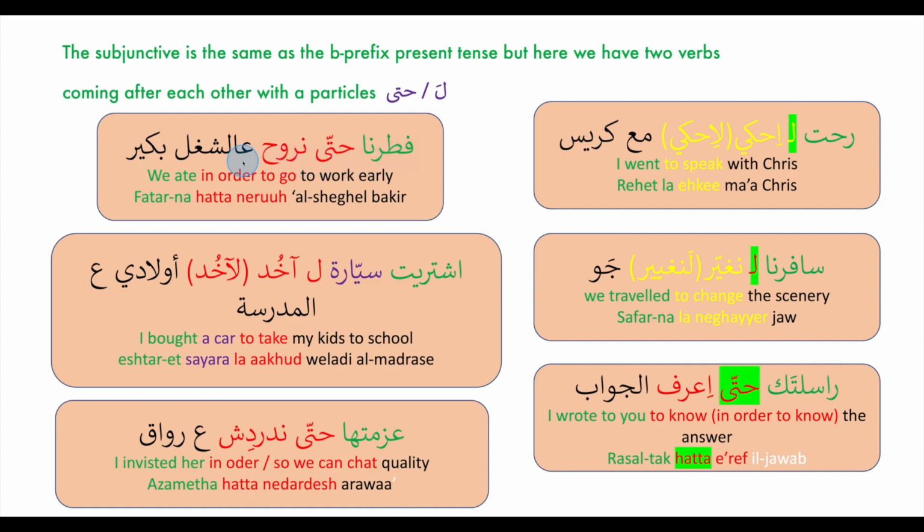فطرنا حتى نروح على الشغل بكير. فطرنا, we ate breakfast. حتى, in order to. نروح, we go. على الشغل بكير, to work early. Again, these examples highlight the use of these two particles, la and hatta, and both mean to, in order to, or for.